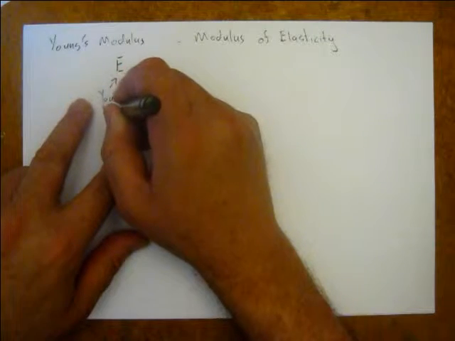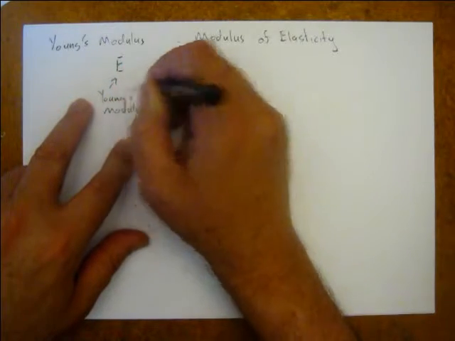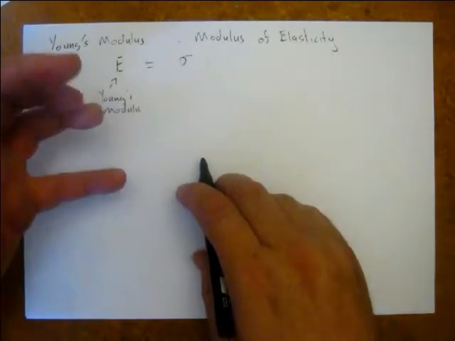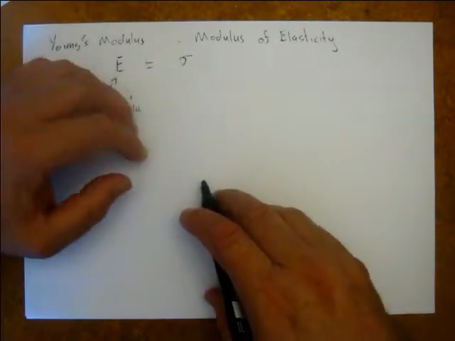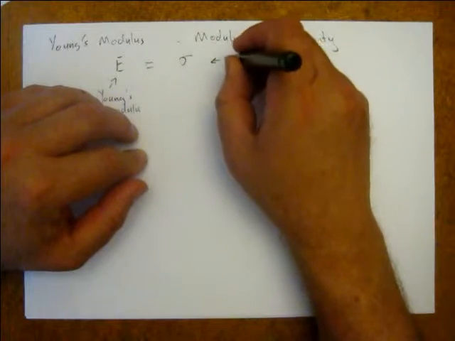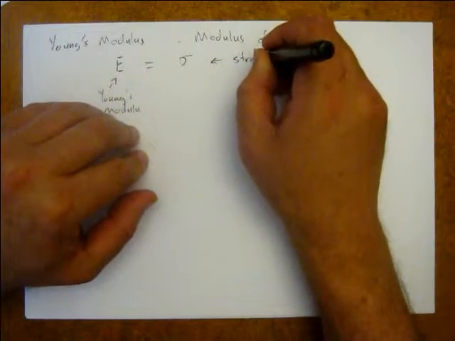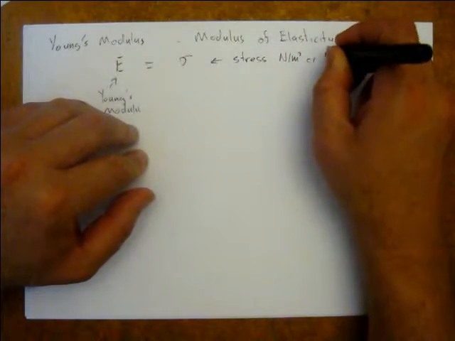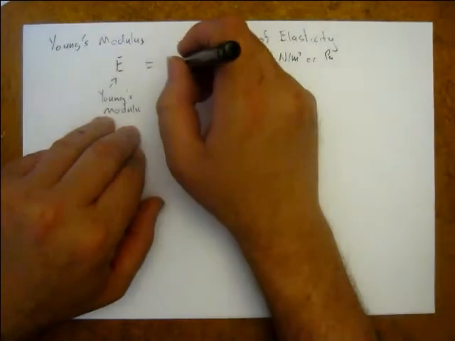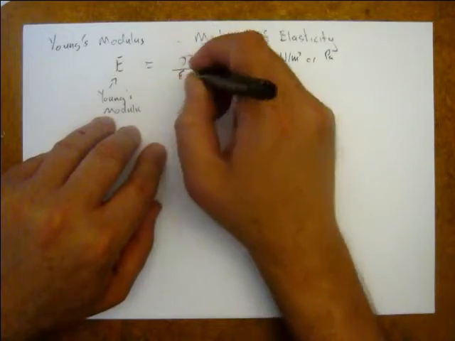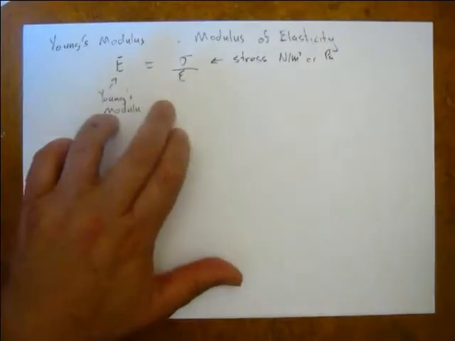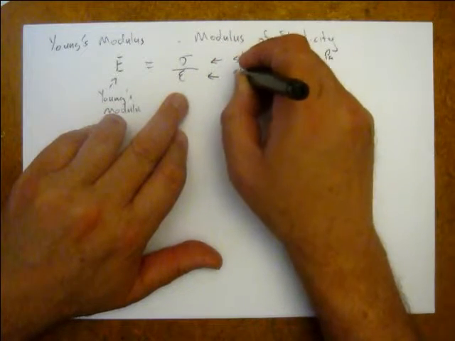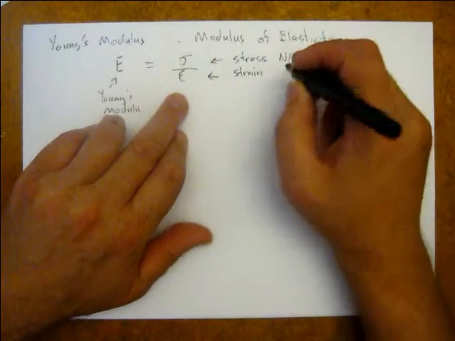And it's related to two things. It is related to the stress. How much force you're applying per area. What's the pressure in the material? Stress, and that has units of newtons per square meter or pascals. It is also related to the strain. How much it stretches. So this is going to be the strain. The strain has no units.